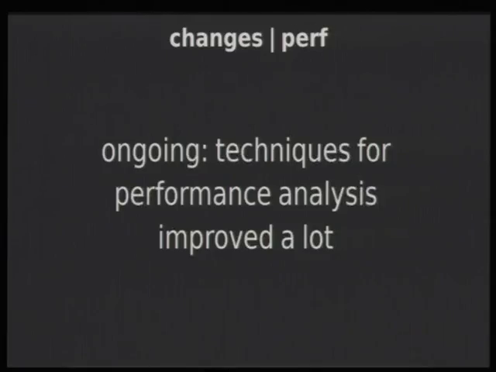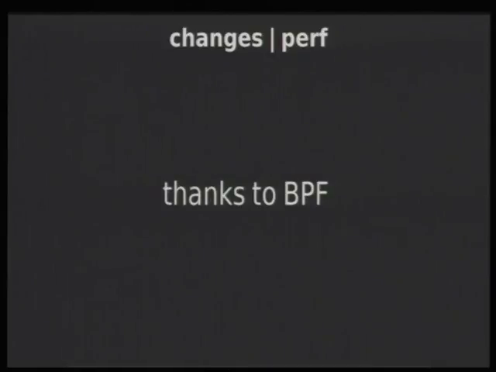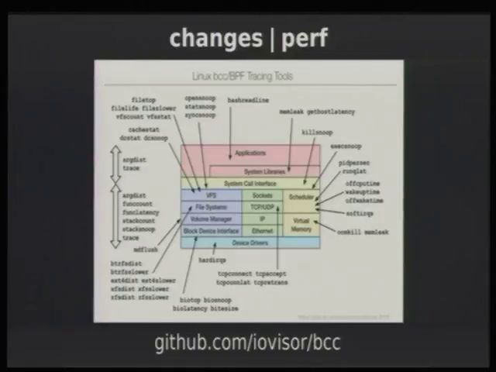What else? Techniques for performance measurements and tracing improved a lot. Mostly that's thanks to BPF. That's improved in the kernel. That's kind of a virtual machine you can use to make the kernel process the data to make sure only the data that's important for user space gets to user space, and that makes tracing and performance monitoring more things possible. It's quite complex and hard to use.